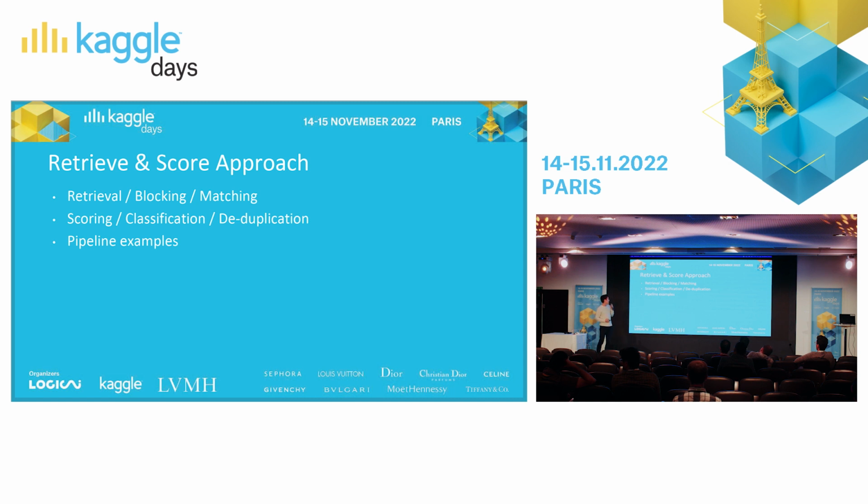Okay, moving on to the first approach. You will see a lot of names in the literature. The first step, once again, is retrieval, the selection of good candidates. You can call it blocking or matching. The second step is classification or scoring of those candidates, which we can also call deduplication. I will provide some examples.